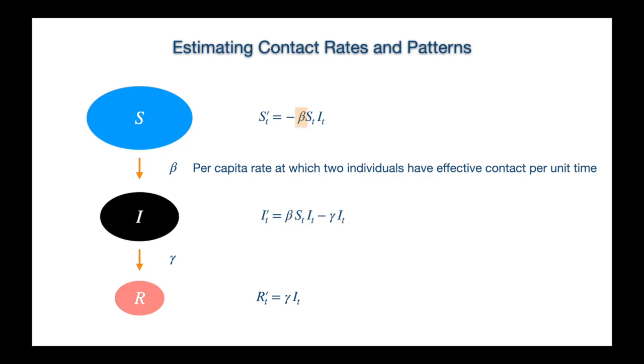But to simplify, one can just say that this is just the product of the contact rate and the transmission probability given the contact. So if we can establish a proxy for the contact rate, then we are one step closer to the estimation of the beta.